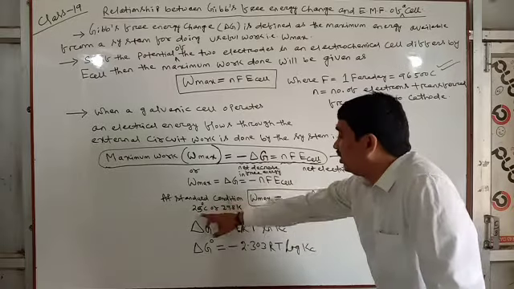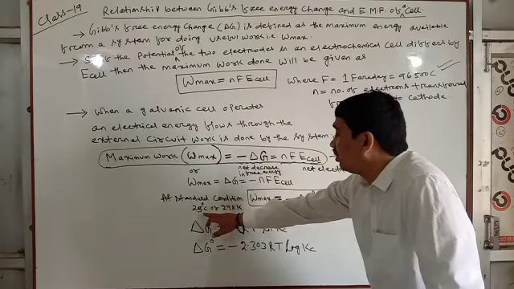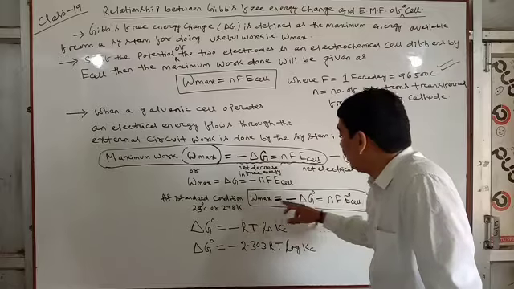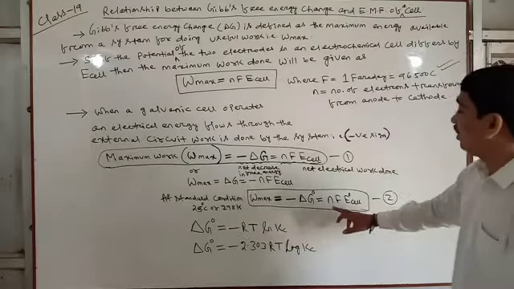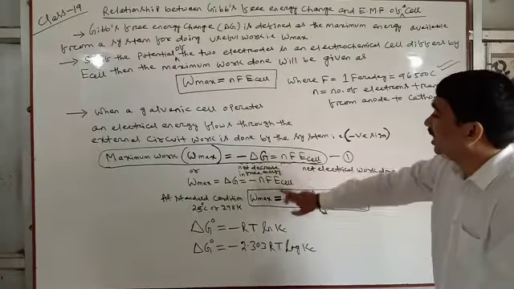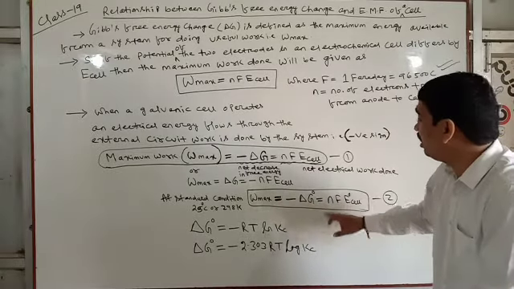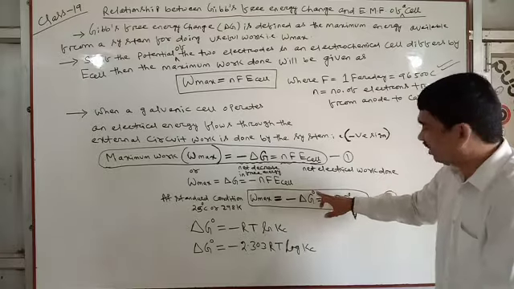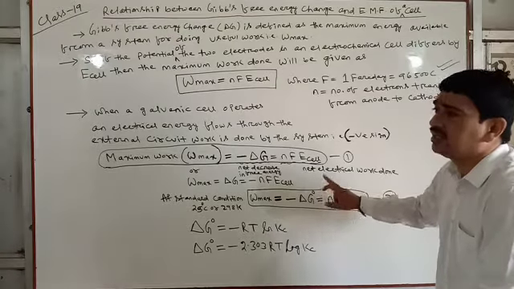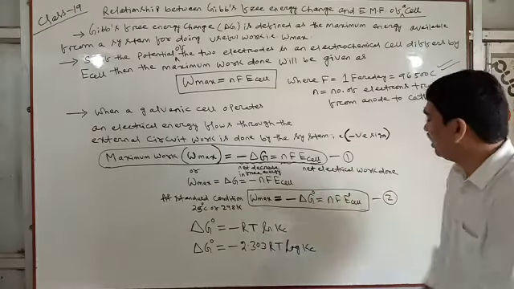At standard condition, 25 degree centigrade, 298 Kelvin, W max equal to minus del G naught. In standard condition the formula is W max equal to minus del G naught. It is only possible at standard condition. It is called del G naught or del G 0.